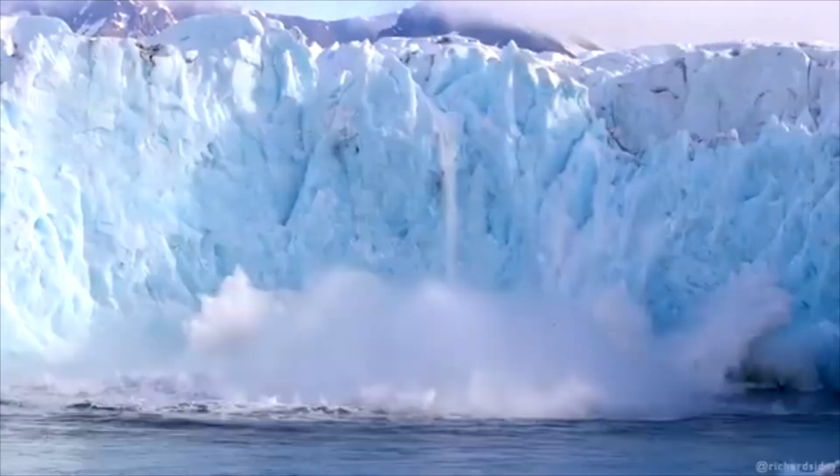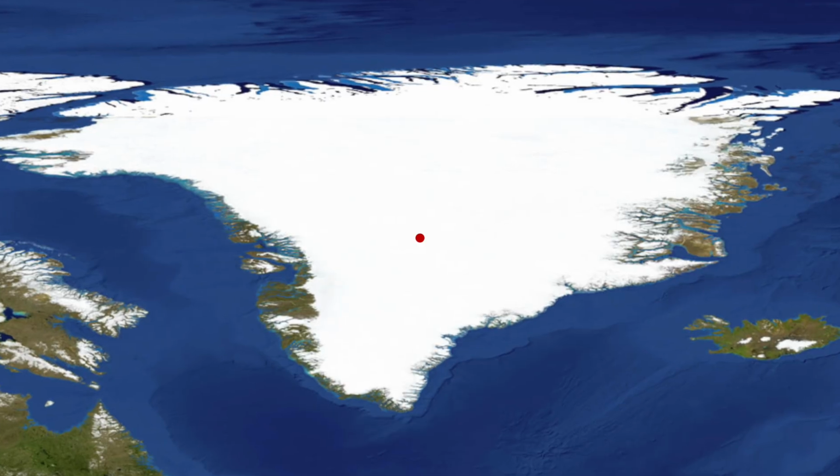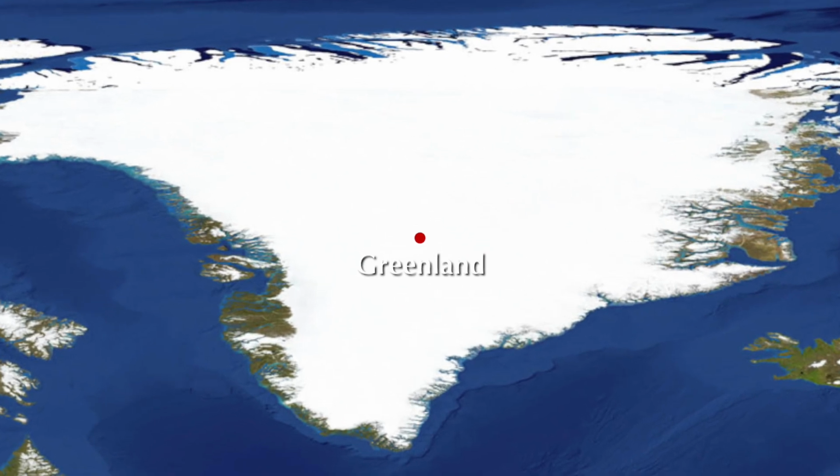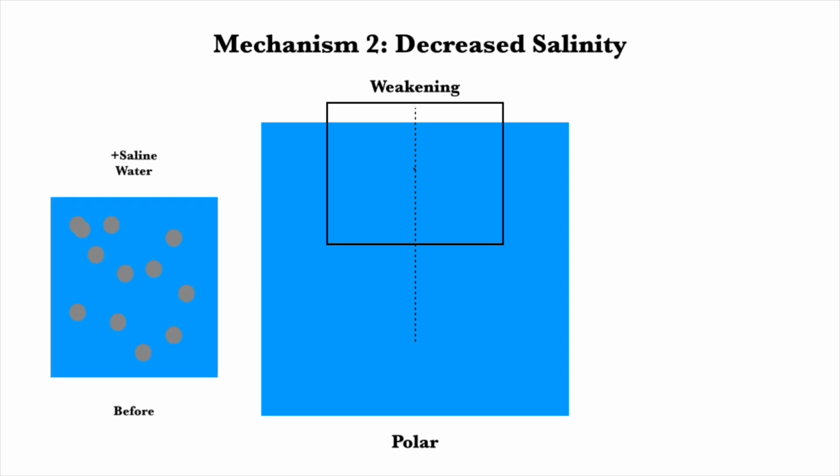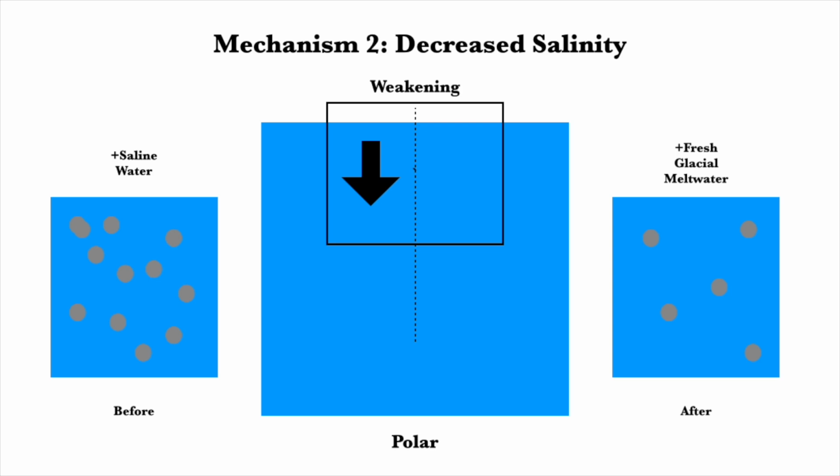The water discharged from ice-laden areas such as Greenland is not as salty and therefore not as dense. Before, saltier water would more effectively sink in the polar regions, but after the release of less dense fresh water from the glaciers, this effect was reduced.